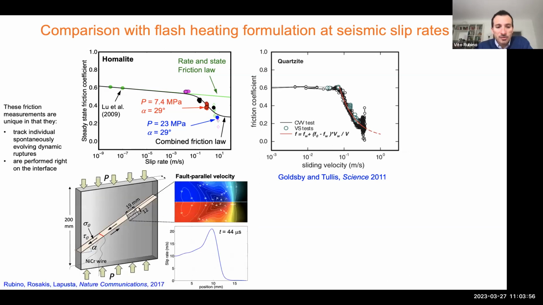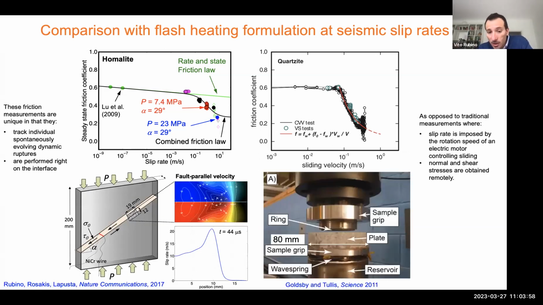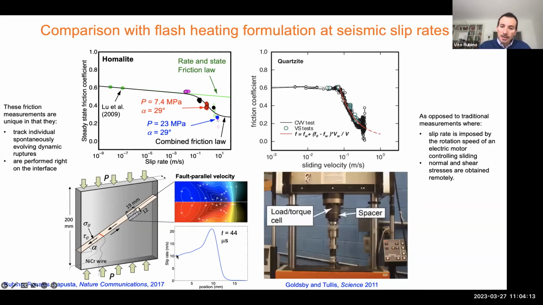Now, one important difference, though, is that the measurements on the right-hand side are obtained with a rotary shear apparatus, where the slip velocity history is actually imposed, whereas here we don't impose it, but we let the slip velocity evolve spontaneously. And also the measurements on the right-hand side are obtained in the far field, and then they are inferred from load cells, and then inferred at the interface, whereas here the measurements are right on the interface.